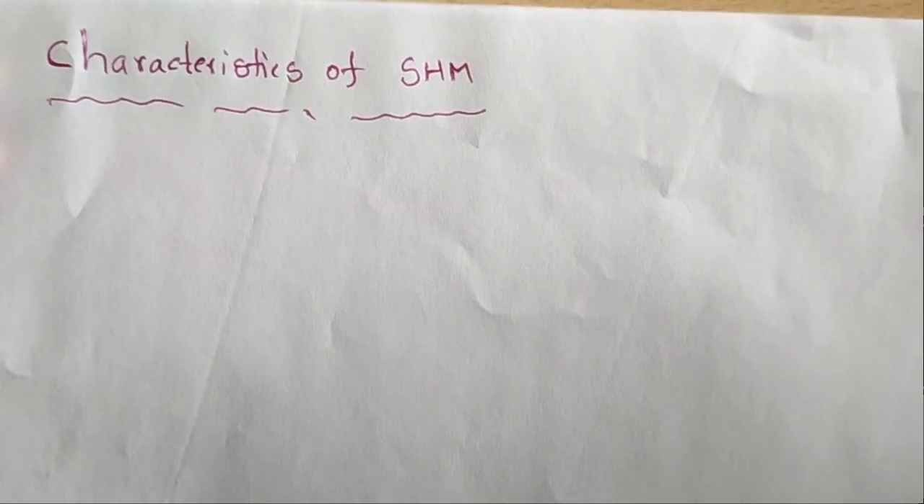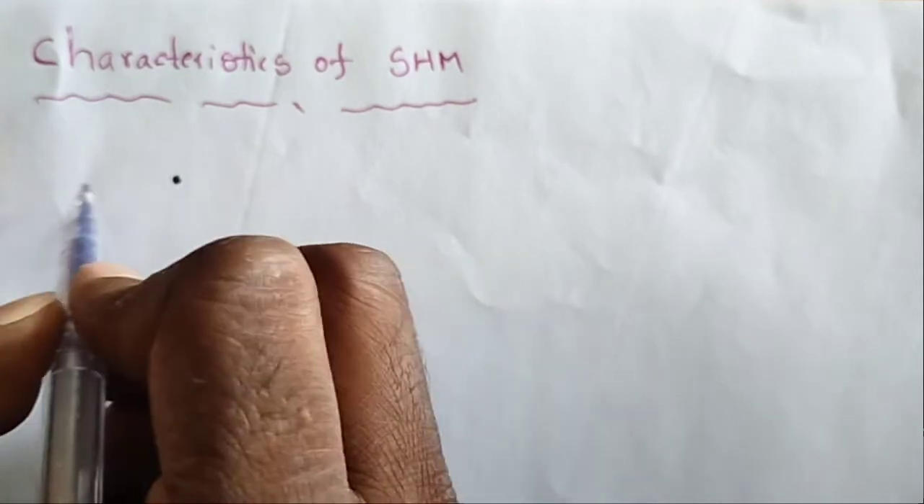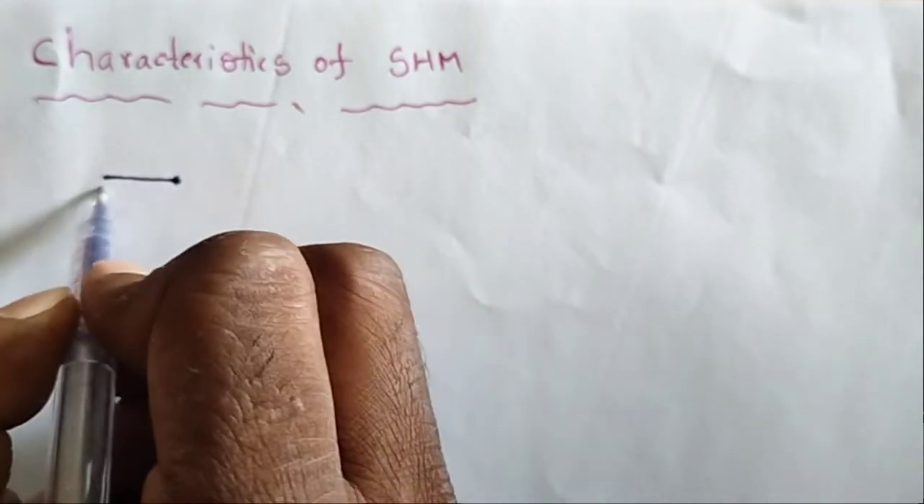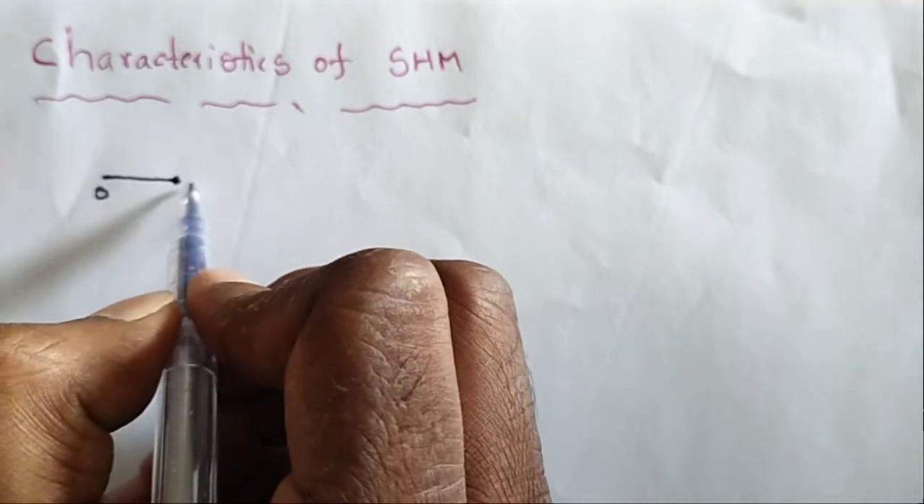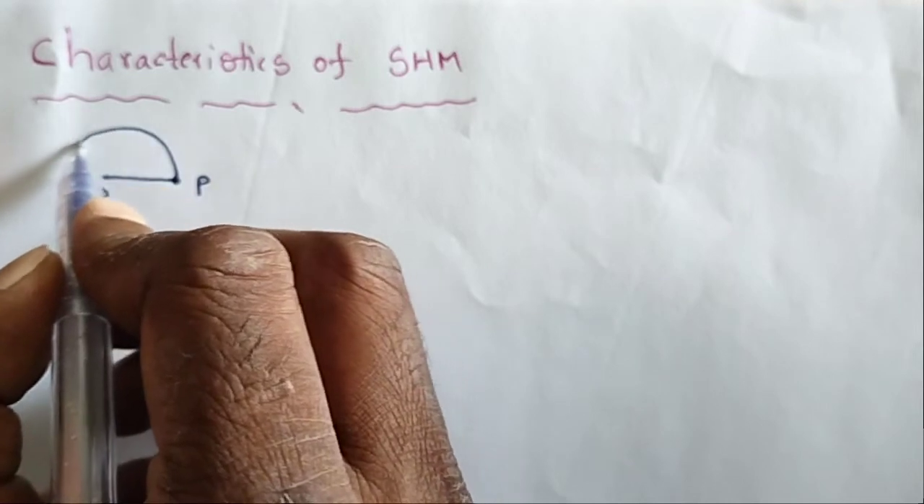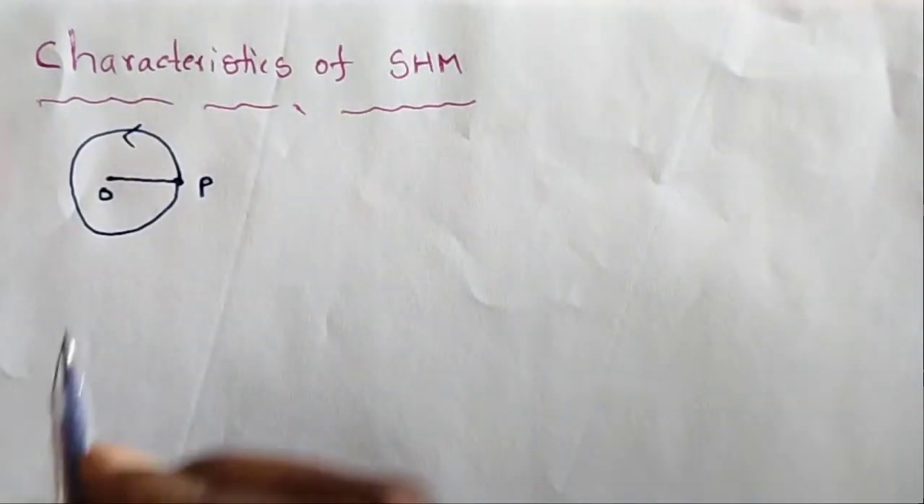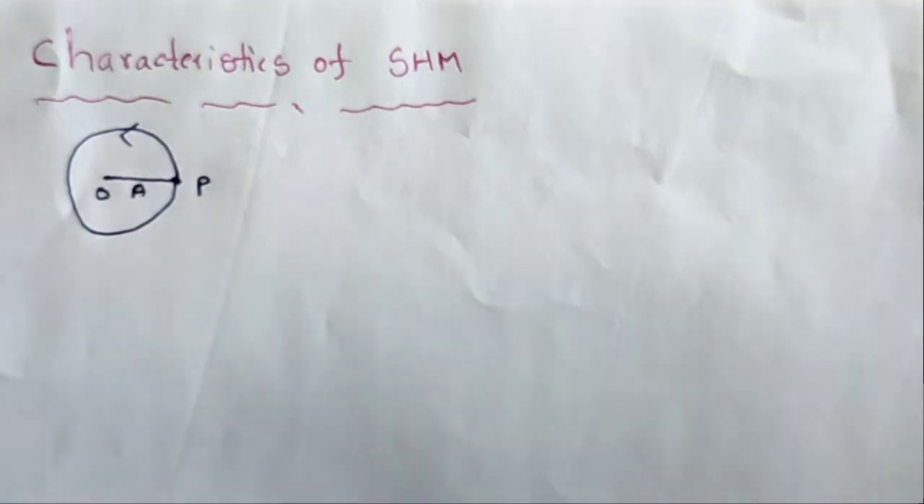Good morning, friends. Yesterday we discussed simple harmonic motion, the mathematical derivation of simple harmonic motion. Here the particle is in circular motion. This is one particle, and this is the center of the circle, O. I am taking the particle P, which is revolving along the circumference of a circle. This is the radius, capital A.